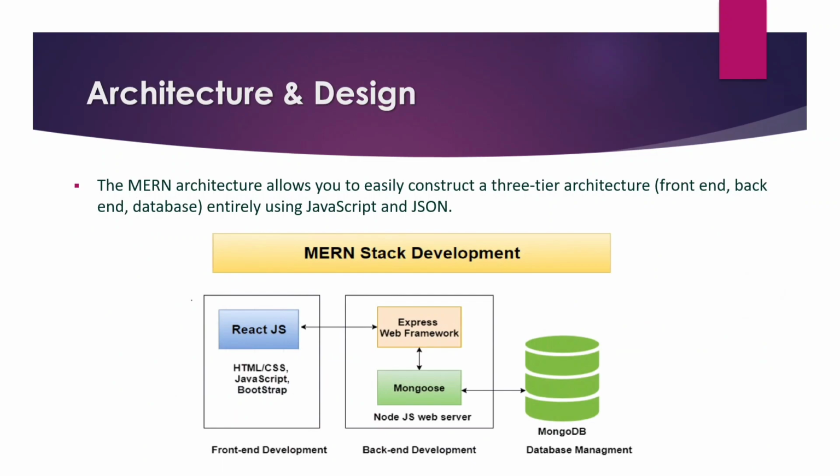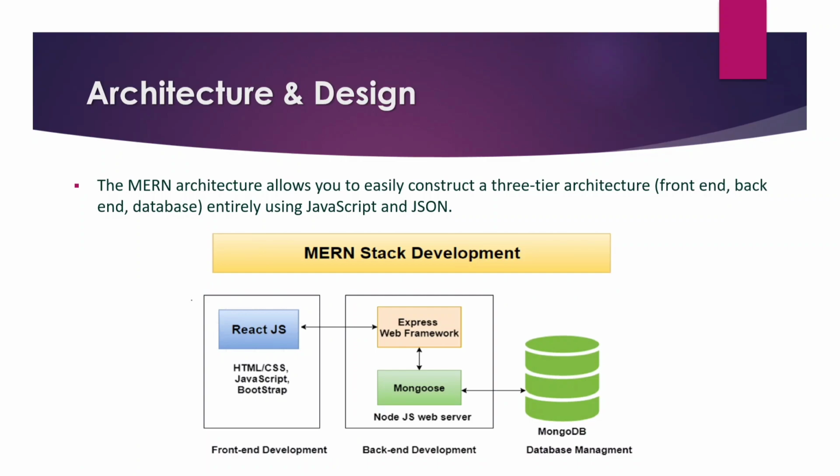Here is the architecture and design. The MERN architecture allows you to easily construct a three-tier architecture, that is front end, back end, and database, entirely using JavaScript and JSON. JSON, JavaScript Object Notation, is an open data interchange format that is both human and machine readable.